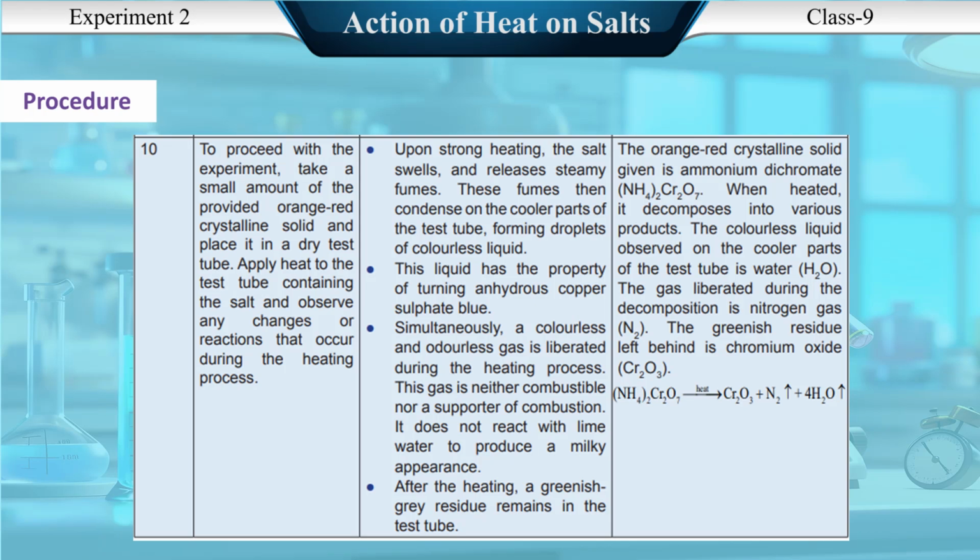10. To proceed with the experiment, take a small amount of the provided orange-red crystalline solid and place it in a dry test tube. Apply heat to the test tube containing the salt and observe any changes or reactions that occur during the heating process. Upon strong heating, the salt swells and releases steamy fumes. These fumes then condense on the cooler parts of the test tube, forming droplets of colorless liquid. This liquid has the property of turning anhydrous copper sulfate blue.